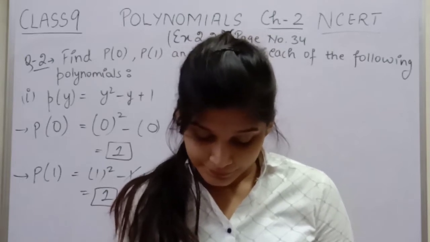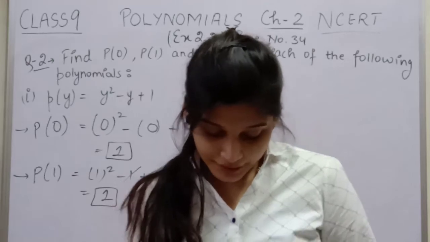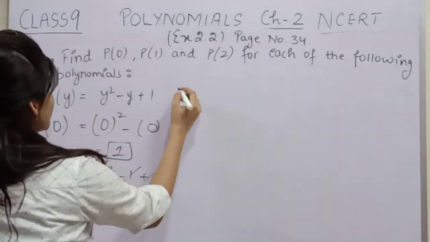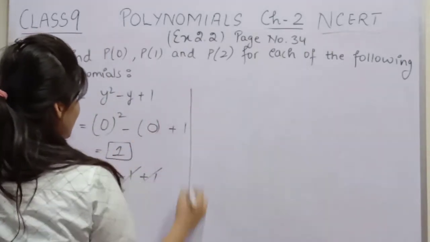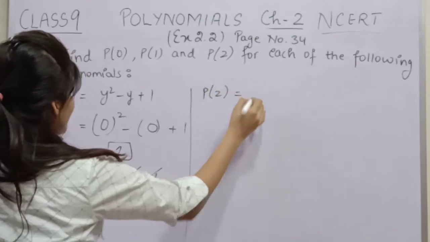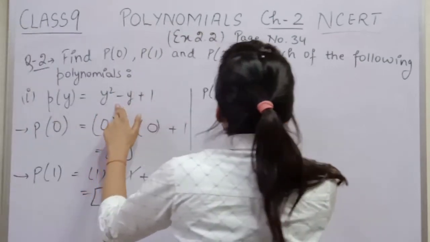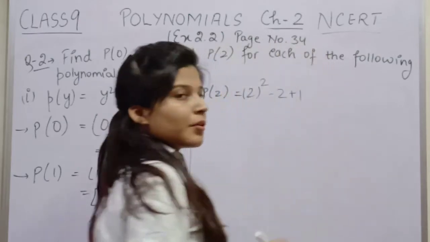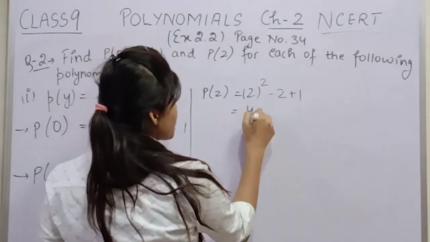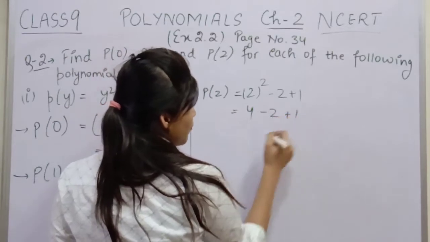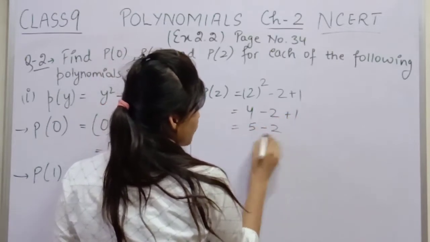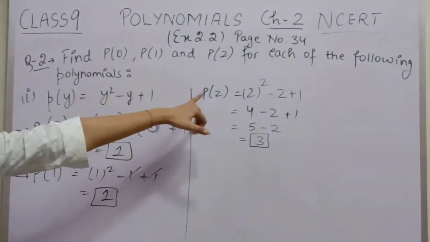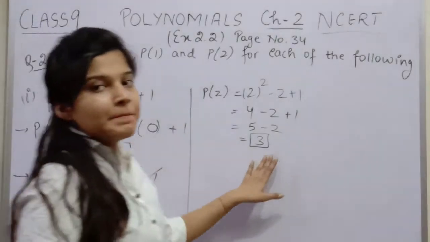Now coming to the third part which is P2. Now we have to put the value 2. Okay. So at the place of y now we will put 2. So 2 square minus 2 plus 1. Now 2 square is 4. 4 minus 2 plus 1. So this is 5 minus 2 which is 3. So at y equals 2 the value of this polynomial will be 3.